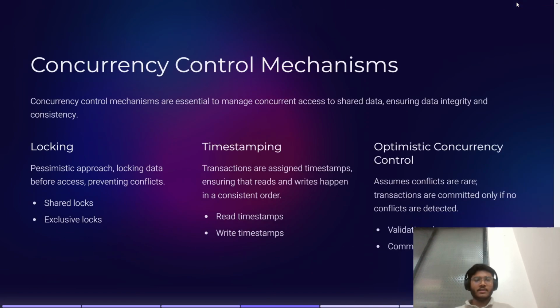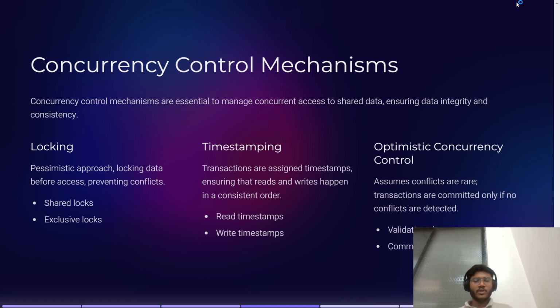So coming to the next slide, the concurrency control mechanism of the transaction. Concurrency control mechanisms are essentially to manage concurrent access to shared data, ensuring data integrity and consistency. There are three approaches: first is locking, second is time stamping, and third is optimistic concurrency control. Locking is a pessimistic approach, locking data before access and preventing conflict.